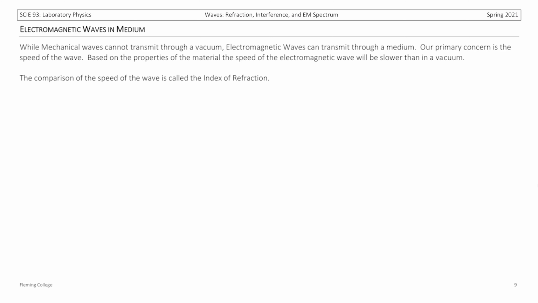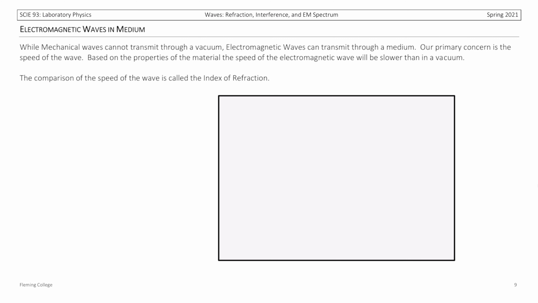We began our distinction between mechanical waves and electromagnetic waves by pointing out that mechanical waves cannot transmit through a vacuum. However, electromagnetic waves can transmit through a medium. Our primary concern about the electromagnetic wave here will be about its speed in this medium. Again, the speed of the wave will be based on the properties of the material. We should note that based on those properties, the speed of the wave will be slower than the speed of light in a vacuum.